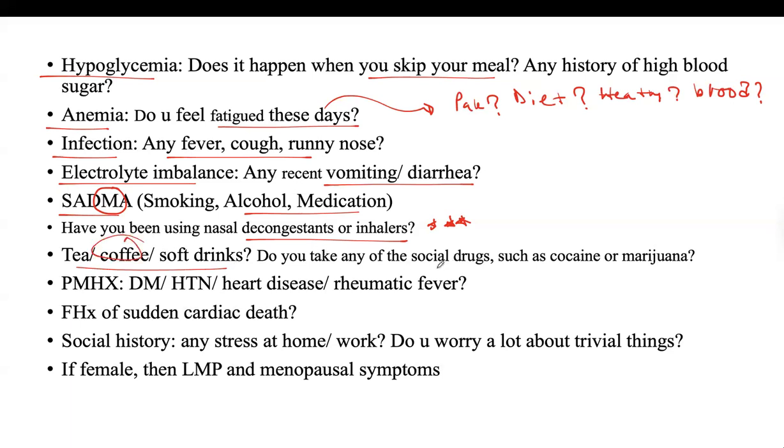Do you take any of the social drugs such as cocaine or marijuana? So you can either say recreational drugs or social drugs. Any of them are fine.